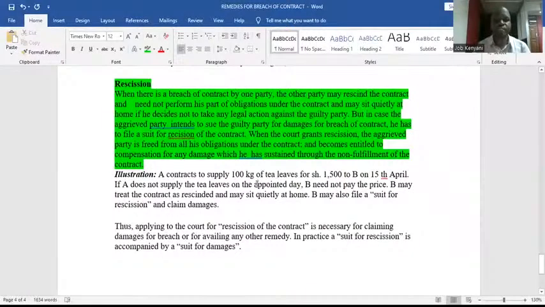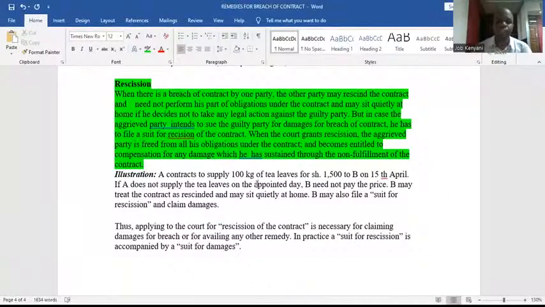A contracts to supply 100 kg of tea leaves for 1,500 to B on 15 April. If A does not supply the tea leaves on the appointed day, B need not pay the price. So B may treat the contract as rescinded and may sit quietly at home. B may also file a suit for rescission and claim for damages in a court of law.